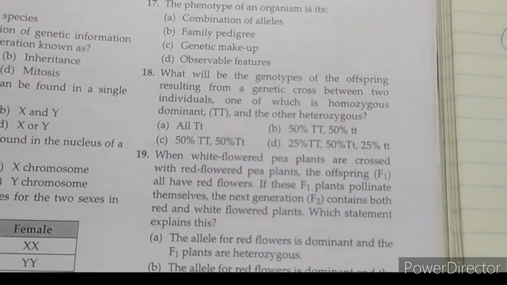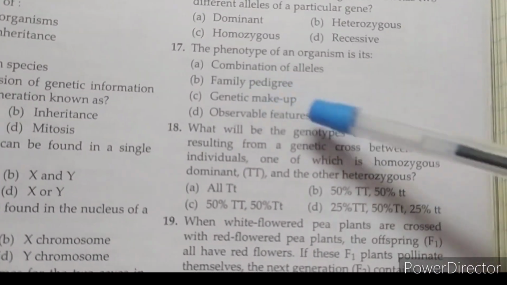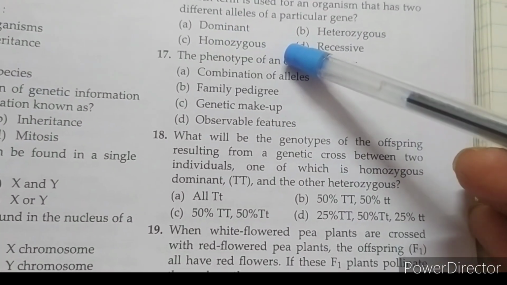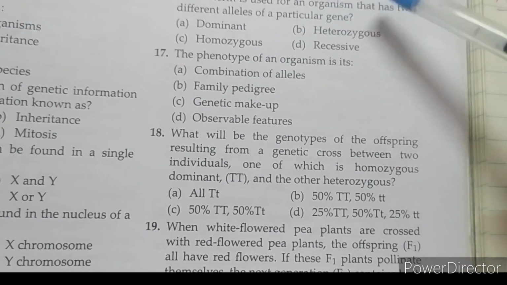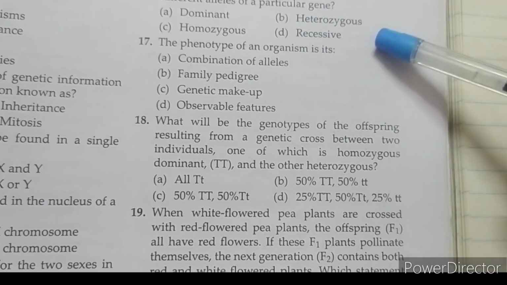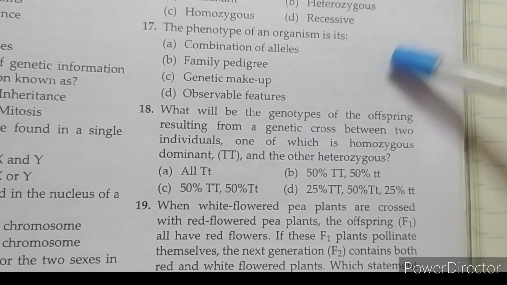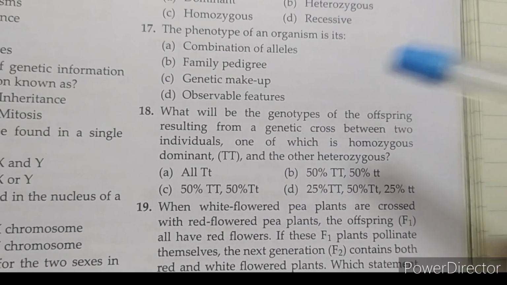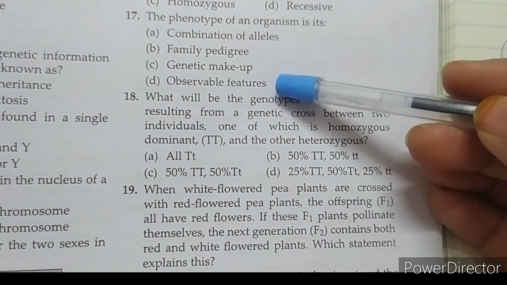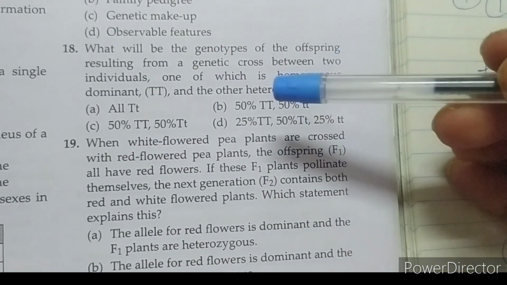Next question is the phenotype. Which term is used for an organism that has two different alleles? Now similar question, same alleles and it is homozygous condition. If you have different alleles for a particular gene, that is heterozygous condition. The phenotype of an organism is what we see, external characteristics, that is observable features. The phenotype of an organism is its observable features, which we can easily see from the outside.